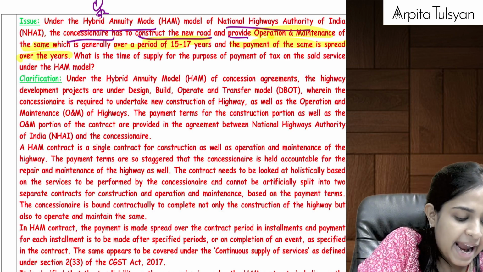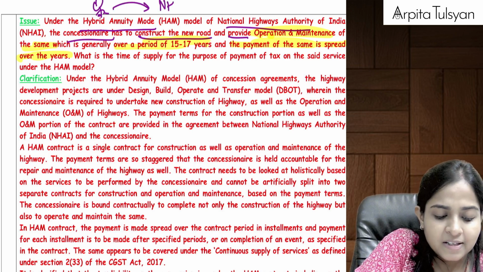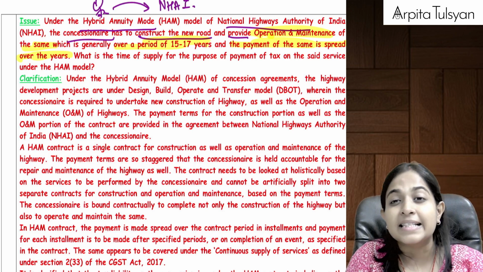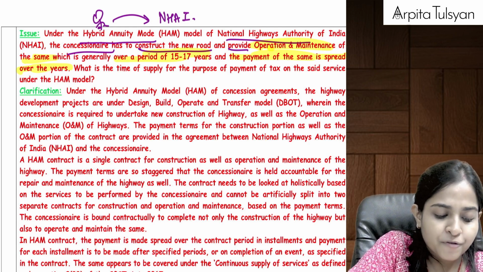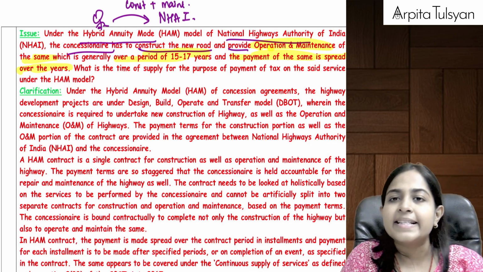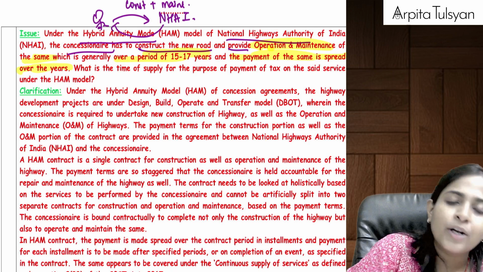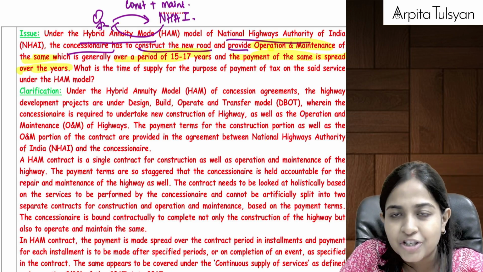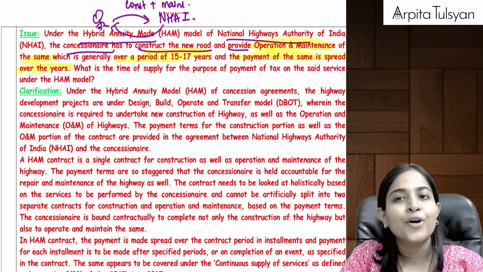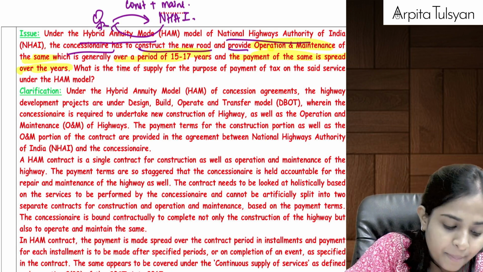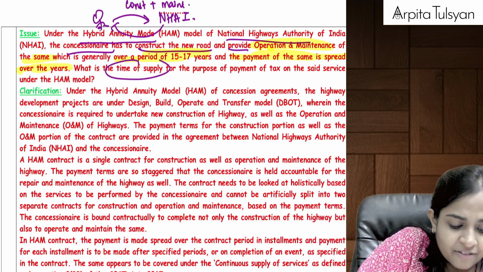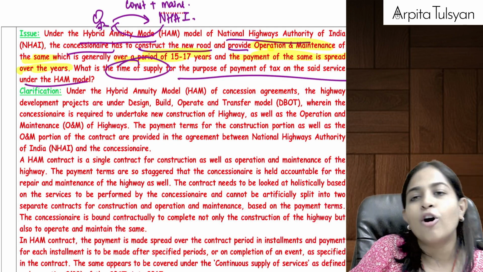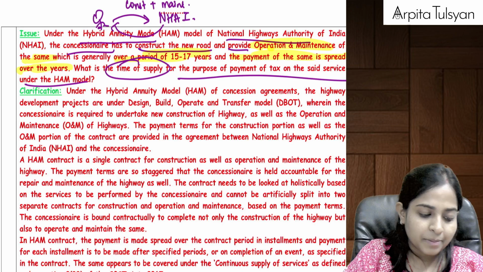So basically, this concessionaire is providing the service to the NHAI, right? And this is two types of service. One is the construction service, plus another one is the maintenance service, for which NHAI is going to pay the consideration to that concessionaire. Now this consideration is not going to be a one-time consideration. This is going to be paid in installments over a period of a number of years. Now they are asking, what will be the time of supply in this circumstance?